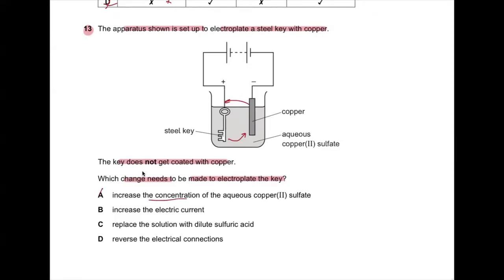Increasing concentration makes it wrong. Increasing the electric current makes it wrong. Replacing the solution with dilute sulfuric acid makes it wrong. So all three are wrong, so it means D is correct. See, reverse the electrical connection. When we reverse the electrical connection, then this will become negative and this will become positive. So no need to switch the key or the copper. So yeah, the key starts to electroplate.